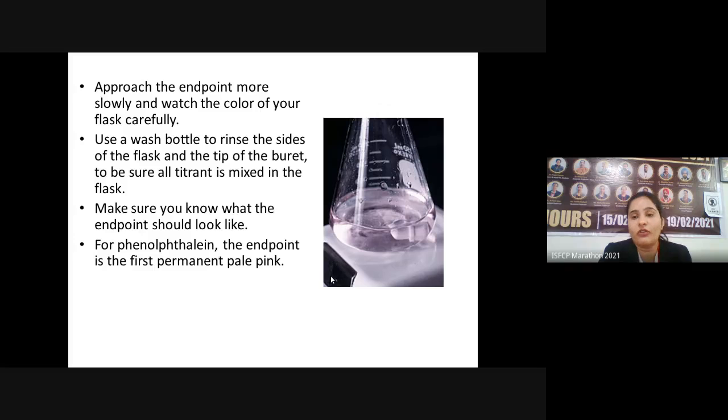Make sure you know what the endpoint should look like. The next very important point is that you should be sure how the endpoint will look. For phenolphthalein, the endpoint is the first permanent pale color. The endpoint in case of phenolphthalein is a pale pink color. The pale pink color will last for 10 to 20 minutes, and after that it will fade.